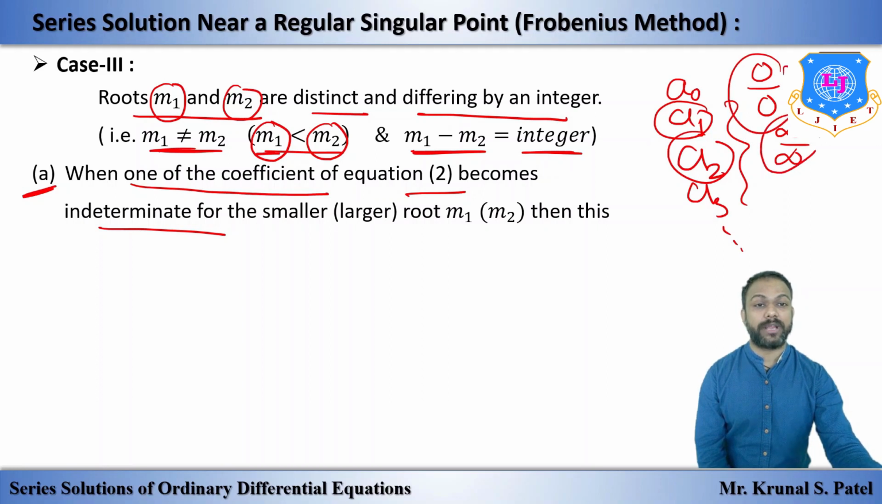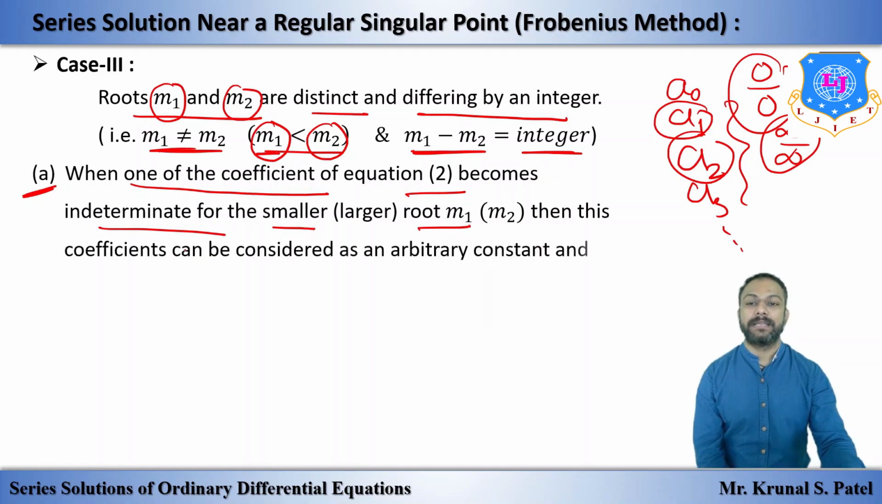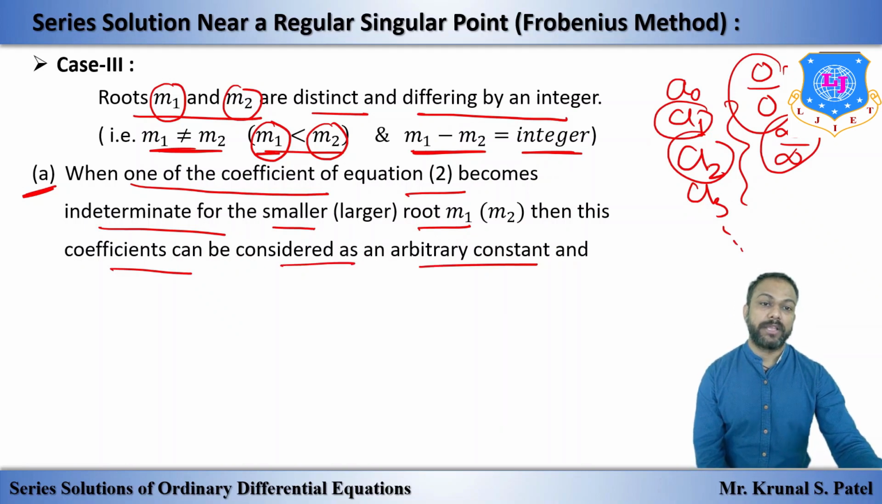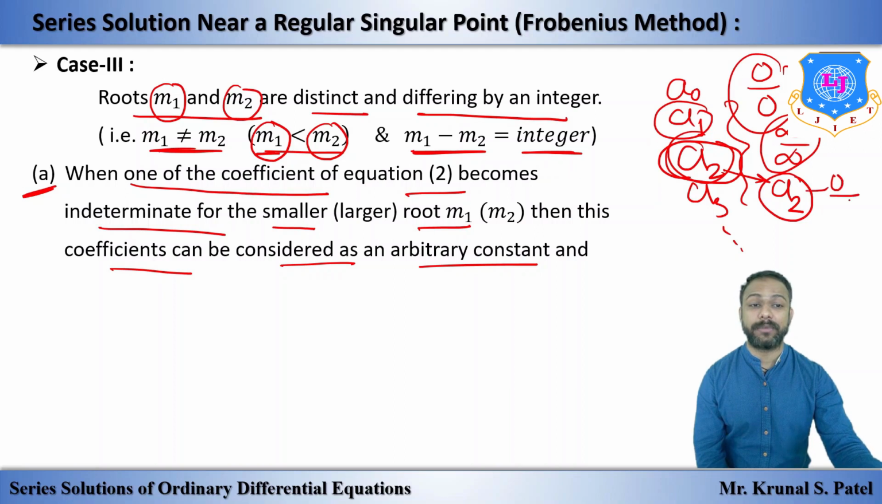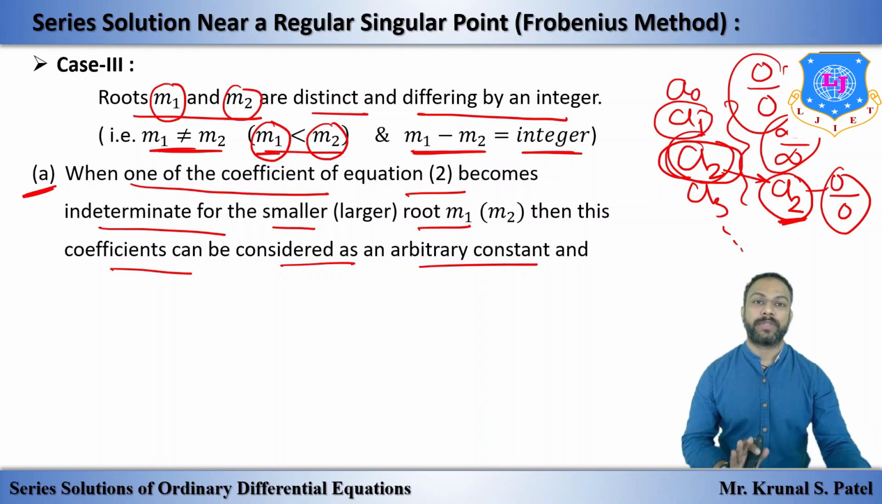If it becomes 0 by 0 or infinity by infinity for the smaller root m1, then this coefficient can be considered as an arbitrary constant. That means you have to consider a2 as a2 only. No need to put the value of this, because this is an indeterminate form, because its answer is 0 by 0. So we will not put the value of that m1. Just we will take a2 as it is in that y. If a3 becomes indeterminate, that is 0 by 0, then a3 as it is. We will not put the value of m1.